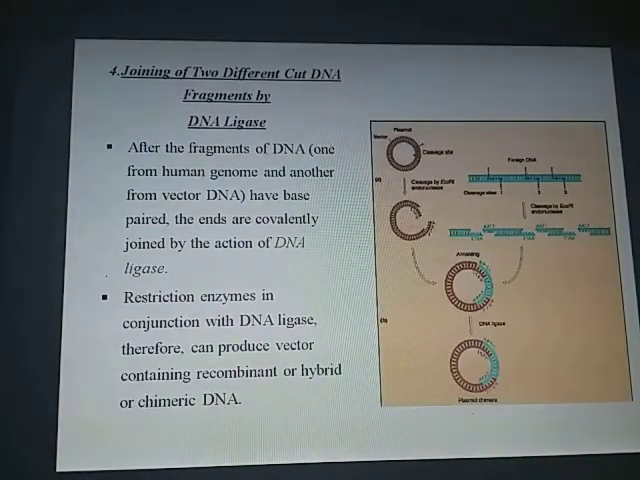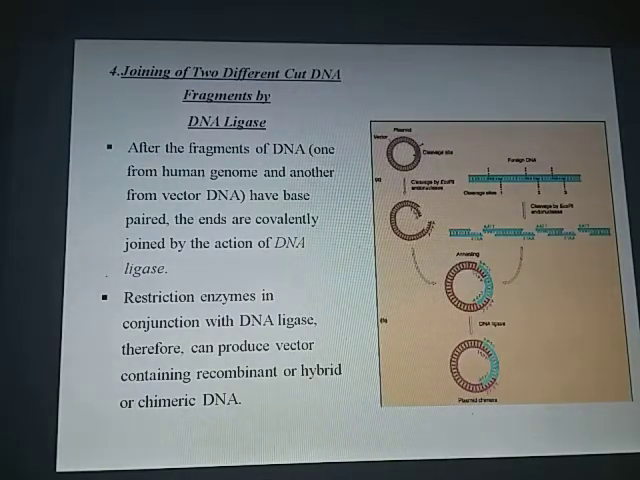Then the last and final step is joining of the two different cut DNA fragments by DNA ligase. After the fragments of DNA, one from the human genome and another from the vector DNA, have base paired, the ends are covalently joined by the action of the enzyme DNA ligase. Restriction enzymes in conjunction with DNA ligase can therefore produce a vector containing recombinant or hybrid or chimeric DNA.